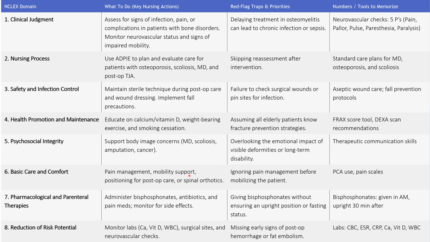And then let's go to basic care and comfort. Pain management, mobility support, positioning for post-op care of spinal orthotics. So here, when you do mobility support, especially for a patient that has these disorders, they have a lot of risk of falls. So if they have a walker, how do you teach a person to use the walker properly, like how far it can be.